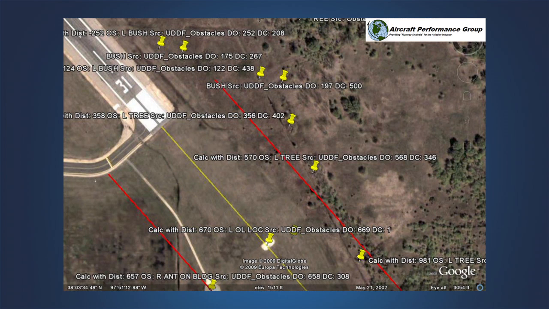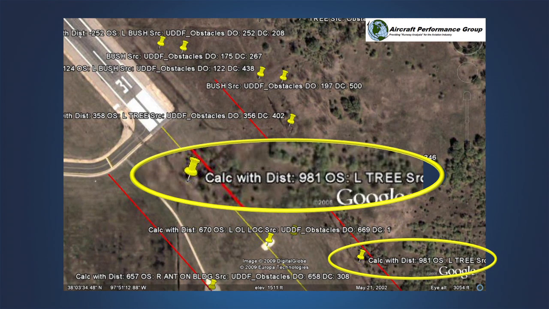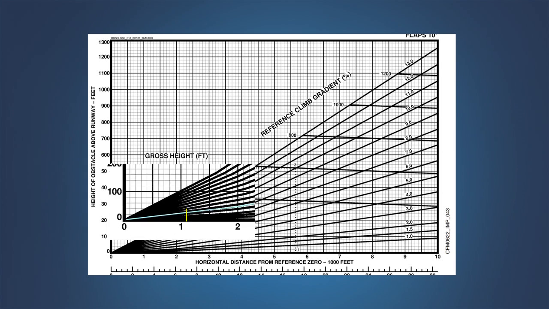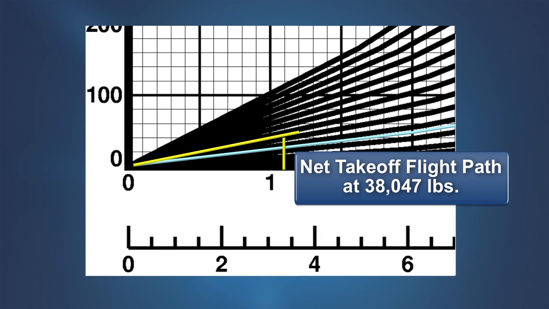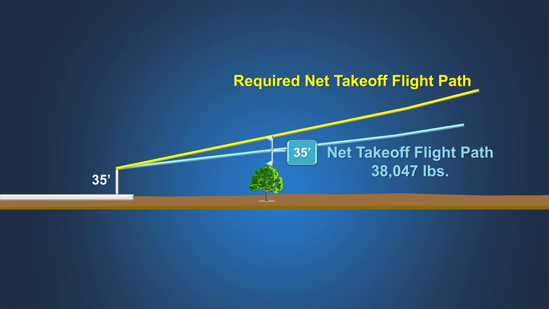While these obstacles may not be a significant factor with all engines operating, when required by the operating rules, the airplane's takeoff weight must ensure that these obstacles are cleared vertically by the prescribed amount should the engine fail during takeoff. Here's what the performance engineer would see when checking the obstacle clearance at the 38,047 pound takeoff weight computed by the FMS. The engineer would see that the net takeoff flight path does not clear the obstacle by the required 35 feet and that a steeper net takeoff flight path is required.